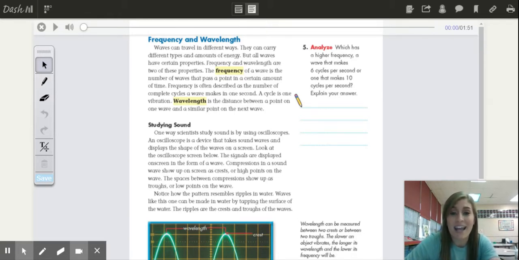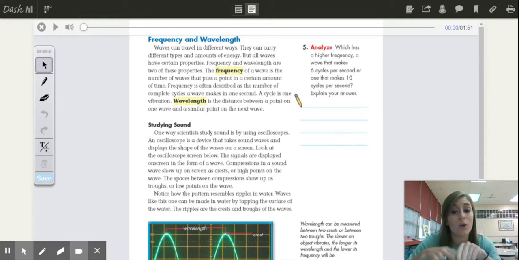We've got frequency and wavelength. Waves can travel in different ways. They can carry different types and different amounts of energy, but all waves have certain properties. Frequency and wavelength are two of those. The frequency of a wave is the number of waves that pass a point in a certain amount of time. Frequency is often described as the number of complete cycles a wave makes in 1 second. A cycle is usually one vibration.